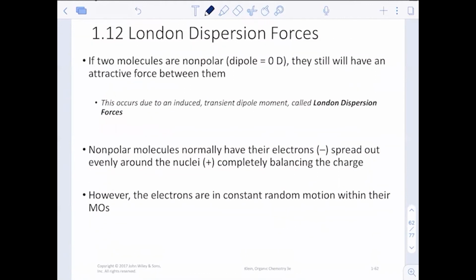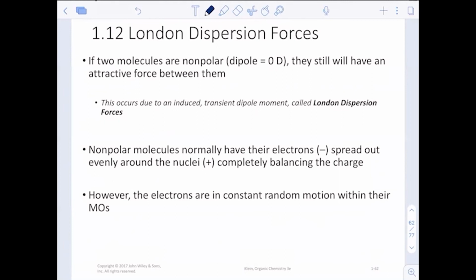Now, if two molecules are nonpolar, they still do have attractive forces. This is where we get London dispersion forces. Everything has London dispersion forces. Nonpolar molecules normally have their electrons spread out evenly around the nuclei, balancing the charges, so we don't usually have delta pluses and delta minuses.